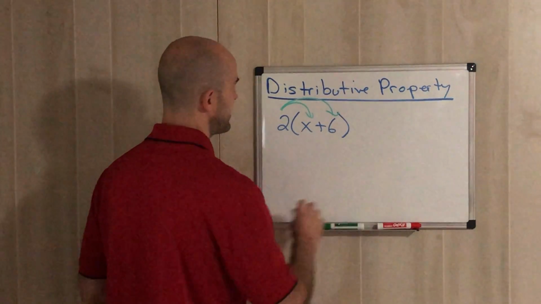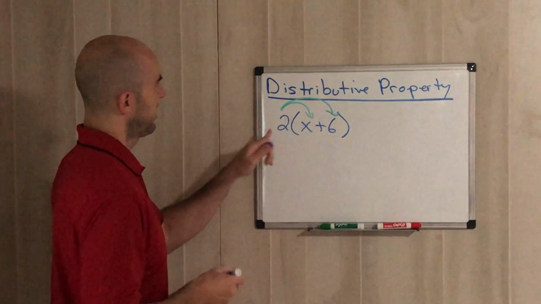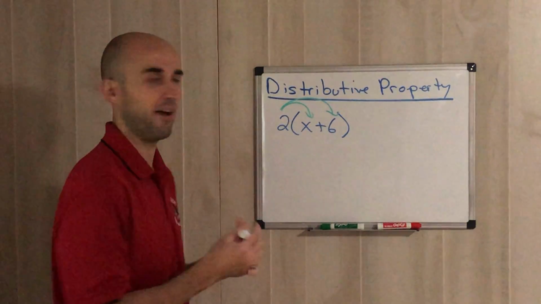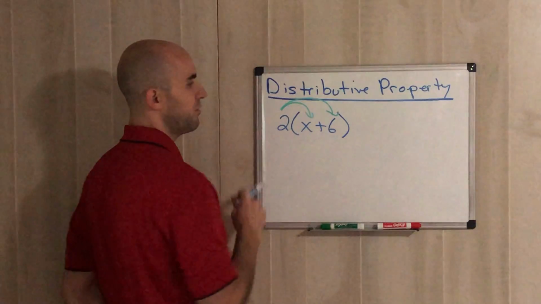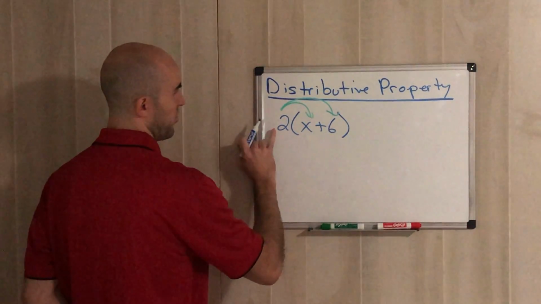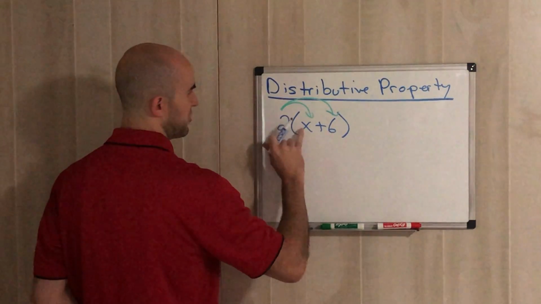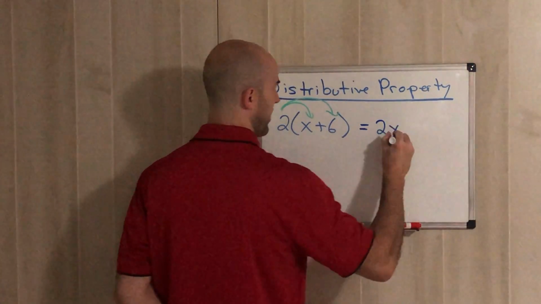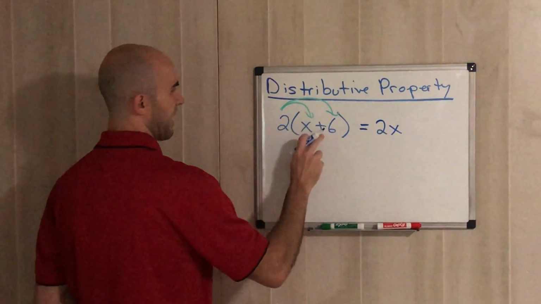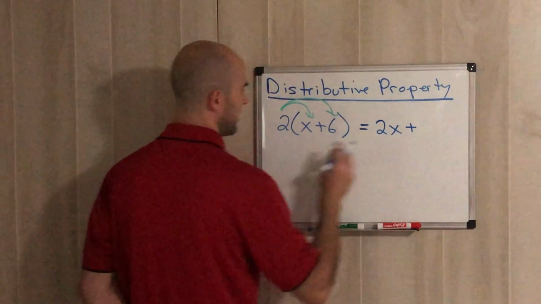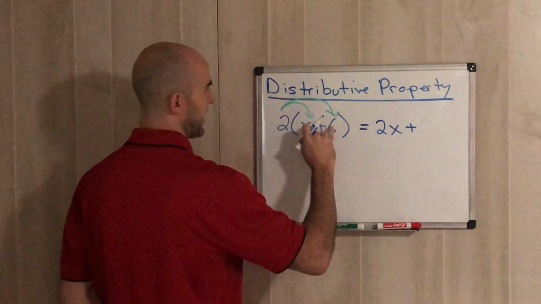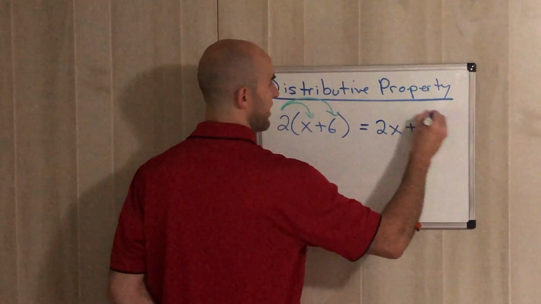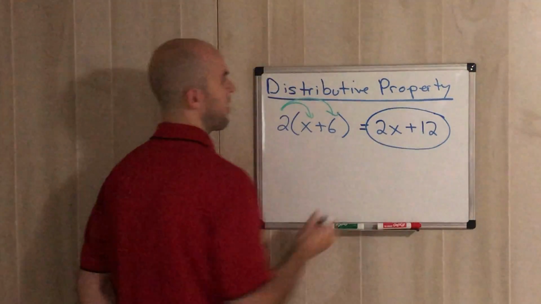And whenever you're passing on the terms from everything outside to everything inside, you always multiply. So when you distribute, you always multiply. Follow the arrows, right? 2 times x would end up being 2x. And then we have the plus sign, and then we have 2 times 6. 2 times 6 gives us 12. And that's it. That's all distributive property is, guys.